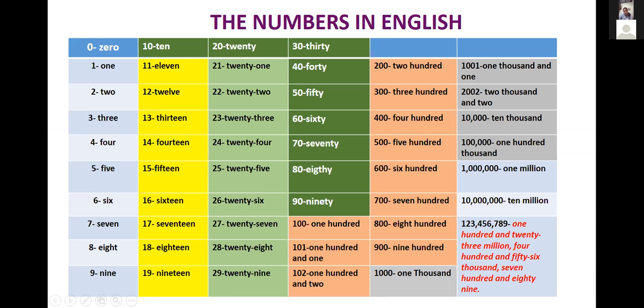You can continue until 199, and then you say 200. And you start again: 201, 202, 203, 204, and so on, until you get to 299, and then you say 300, and then you continue in the same way until 400, 500, 600, 700, 800, 900, 1,000, right? And then the combinations continue, 1,000 and 1.